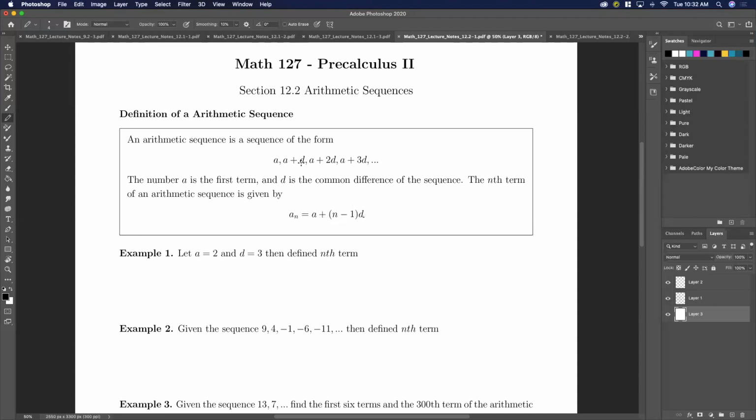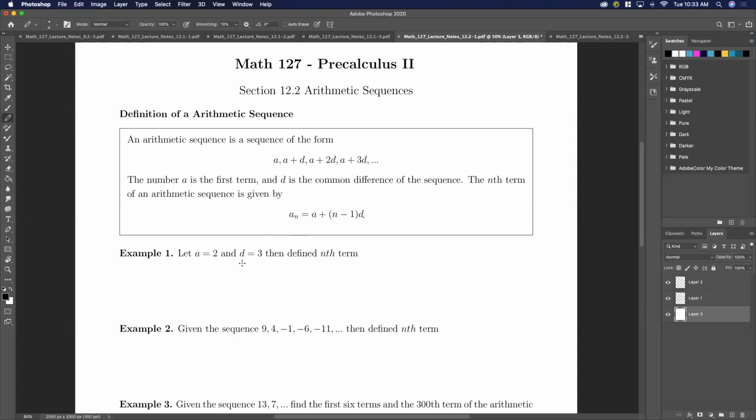So notice here, at the second term we only had 1d. At the third term, we had 2d, so it's just n minus 1 of that. Where a is the first term, which I kind of get why they do it, and d is the common difference of the sequence. To find the nth term, the nth term is given by this.